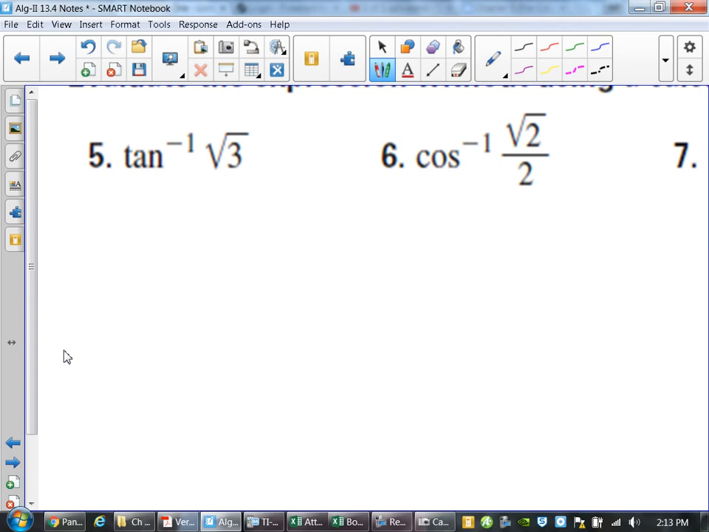Inverse tangent of root 3. What angle has a tangent of root 3? Well, which triangle has root 3s? The 30, 60, 90. Which one of those has a tangent of root 3? 60. So my answer is 60 degrees.